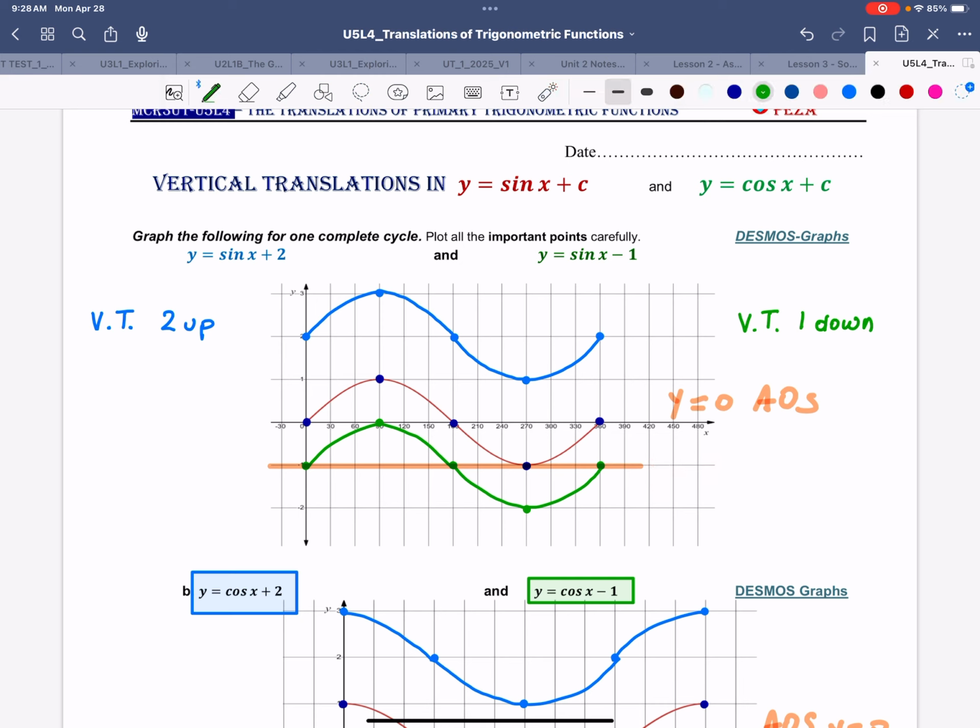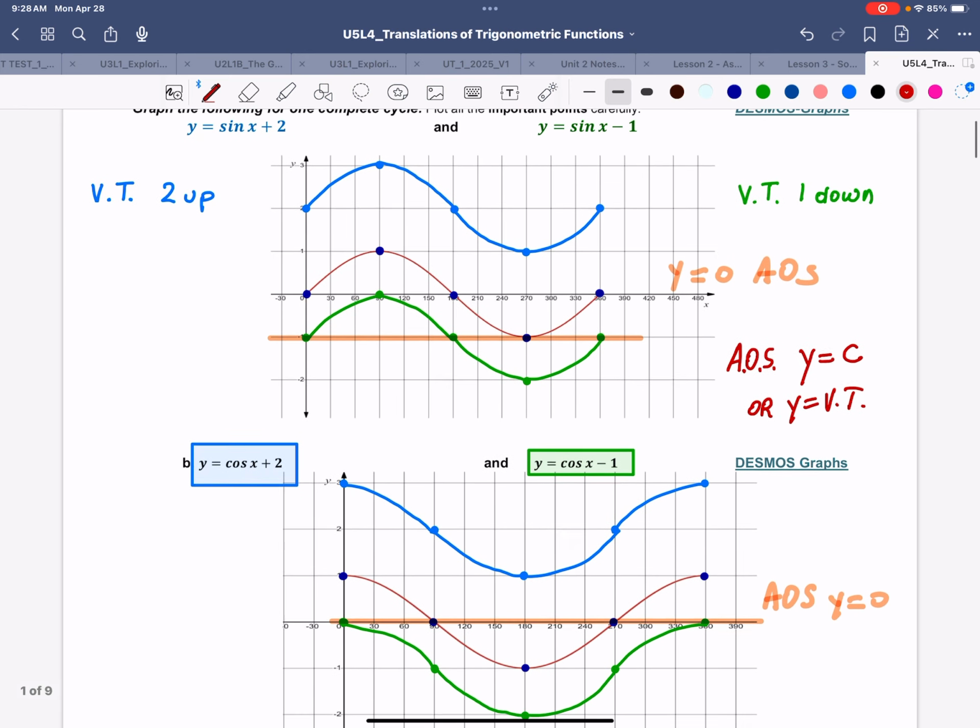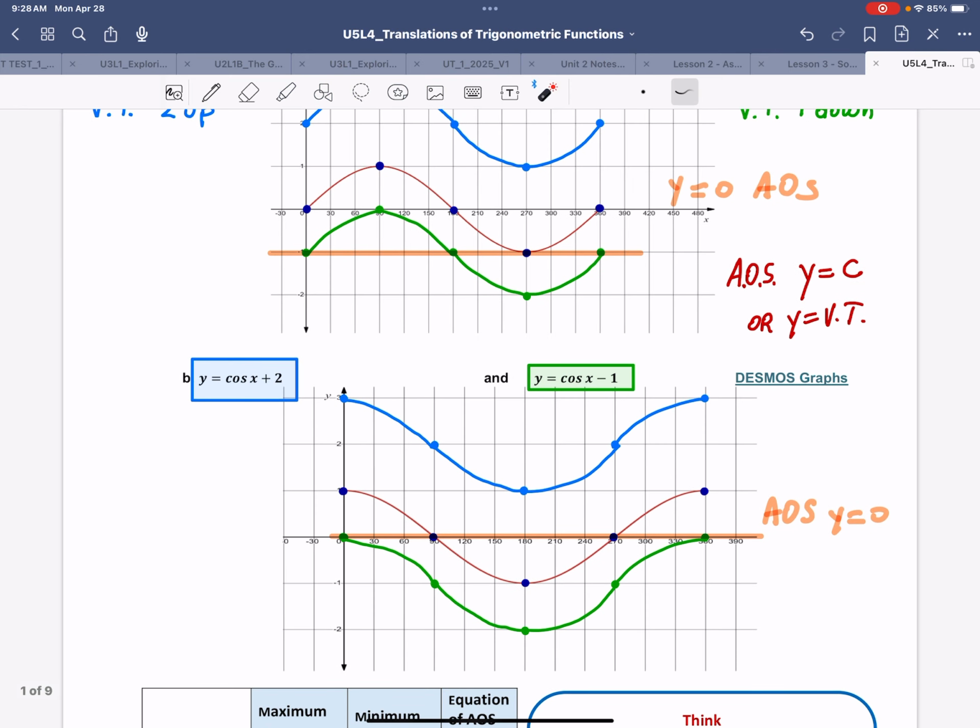So in conclusion then, we're going to say that the equation of the axis of symmetry is going to be y equals c, or y equals the vertical translation. And that will happen for any trigonometric function. So for sine, cosine, and for tan. In a similar way, we can discuss the axis of symmetry for the cosine function. So we're going to say that the axis of symmetry for both functions will be at y equals the vertical translation, or y equals c.